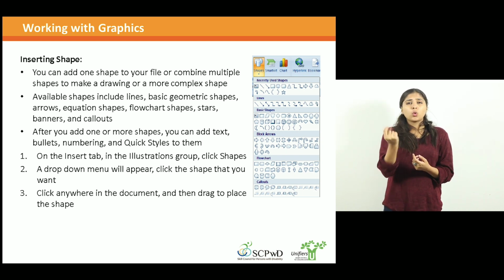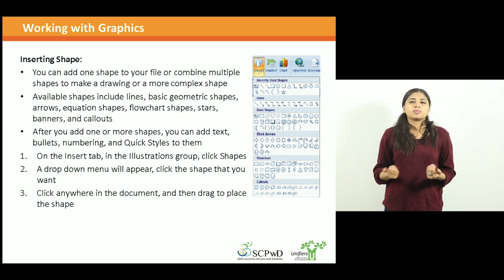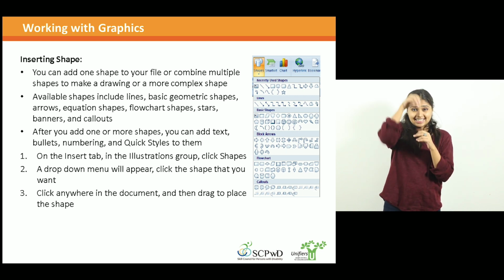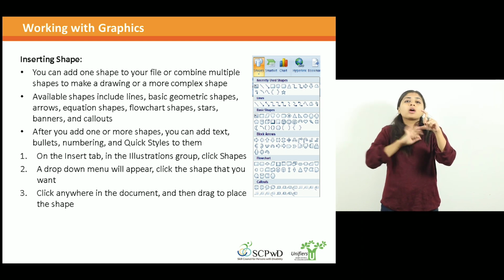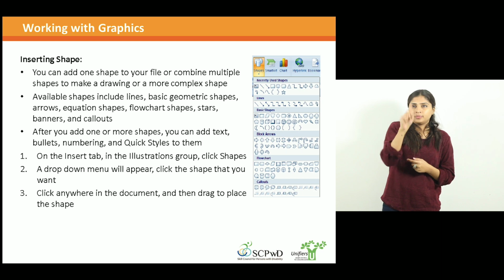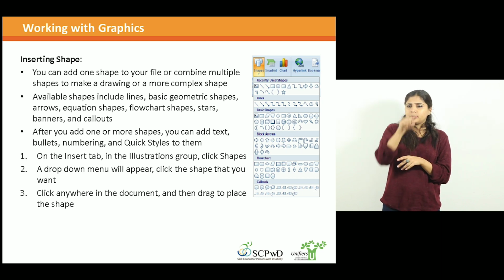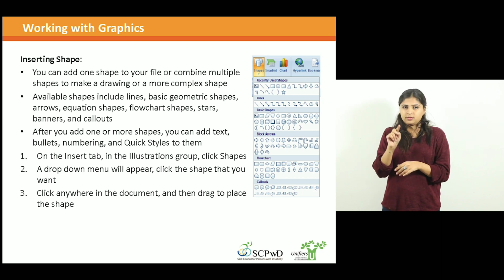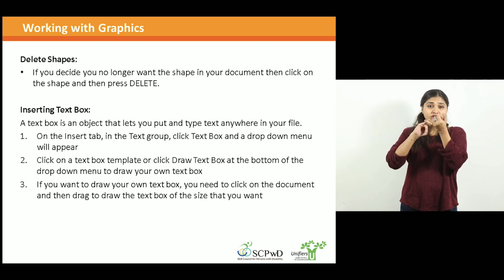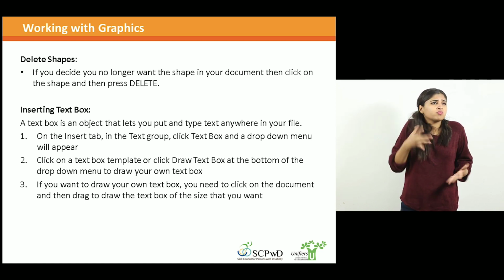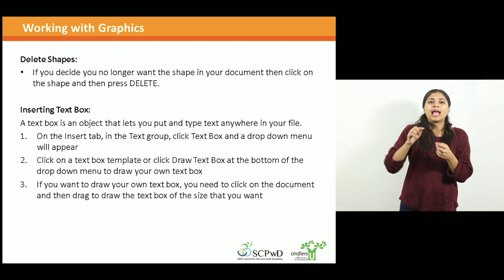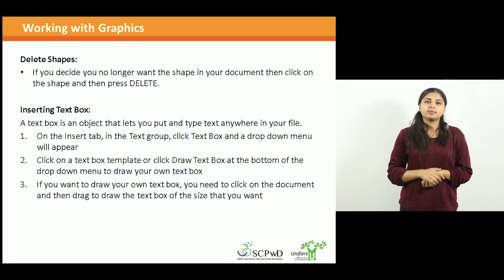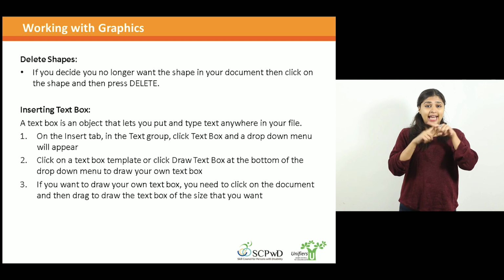On the Insert tab, in the Illustrations group, click Shapes. A drop-down menu will appear. Click the shape that you want. Click anywhere in the document and then drag to place the shape. Delete shapes. If you decide you no longer want the shape in your document, then click on the shape and then press Delete.